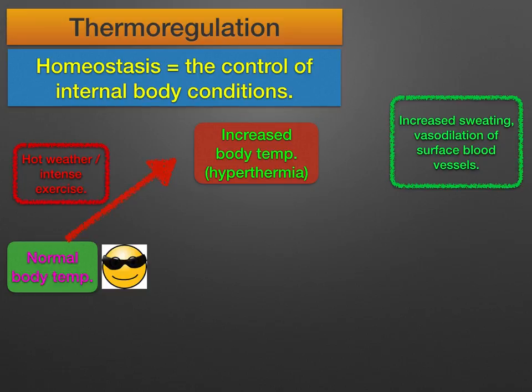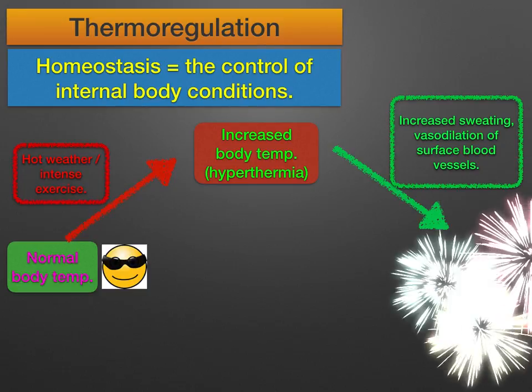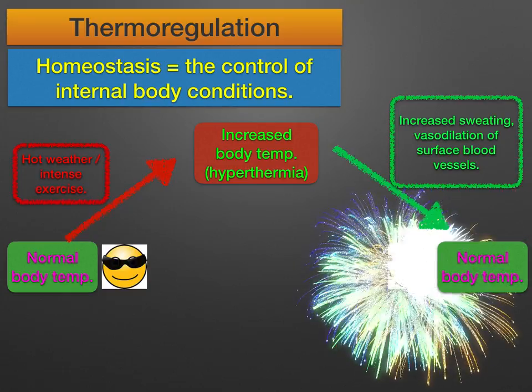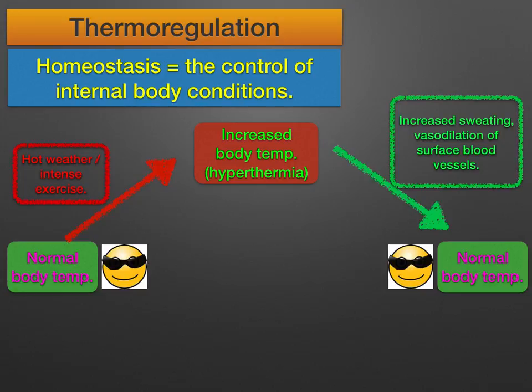So the body takes action to reduce it back down to the normal level. The kind of things it does is it makes you sweat, which then evaporates, carrying away the heat energy, and you have vasodilation, where the blood vessels on the surface of your skin get wider to try to radiate a bit more heat. And with all of these things, you get back to normal body temperature.